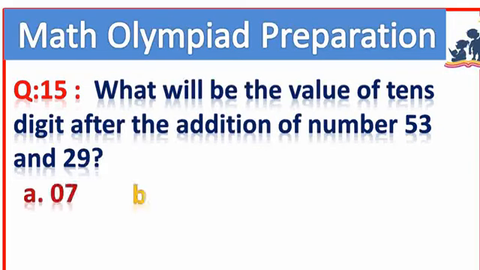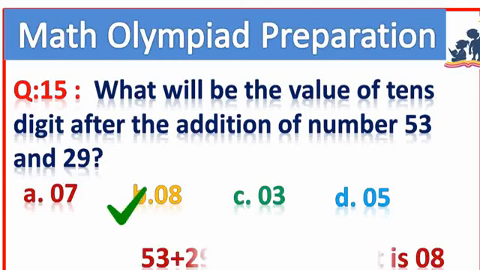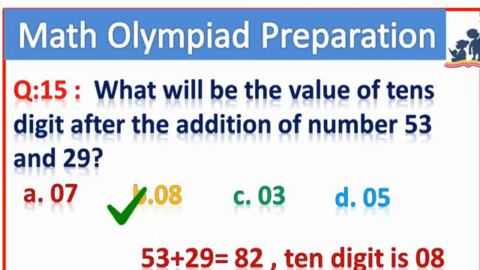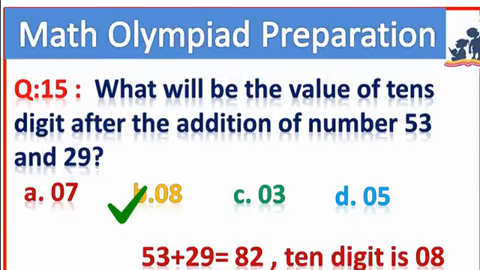Question number 15. What will be the value of tens digit after the addition of number 53 and 29? Very good. 53 plus 29 is equal to 82. Then here the tens digit is 8. Very nice.